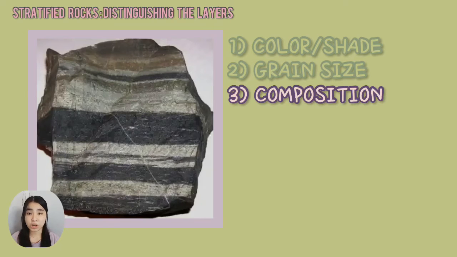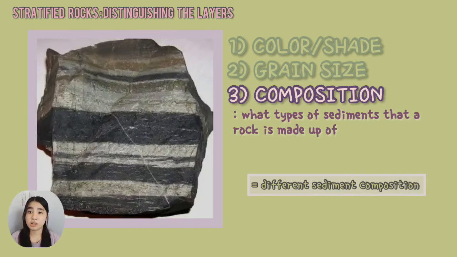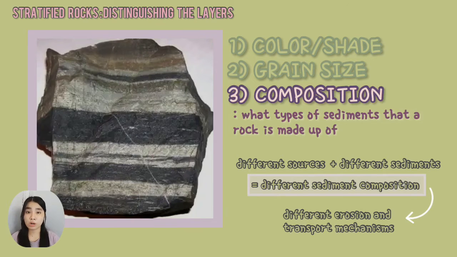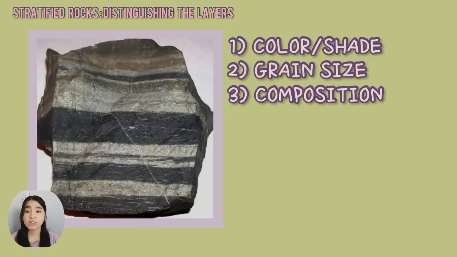In composition, there are a variety of factors that influence the composition of sedimentary rocks. Differences in sediment composition result from different sources and variation in sediment. So if there are different compositions in a layer or bed, it underwent different mechanisms of erosion and transport. So now that you're familiar with these three factors, which include color or shade, grain size, and composition, you can now distinguish between the different layers or beds in a stratified rock.